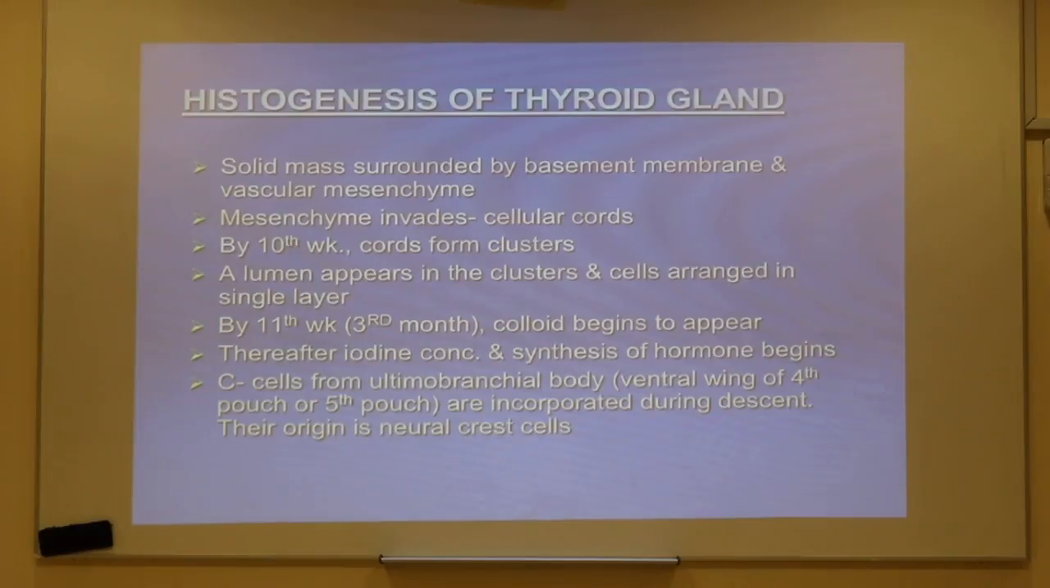In terms of histogenesis of the thyroid gland, initially there are solid masses of cells surrounded by a basement membrane and the vascular mesenchyme.